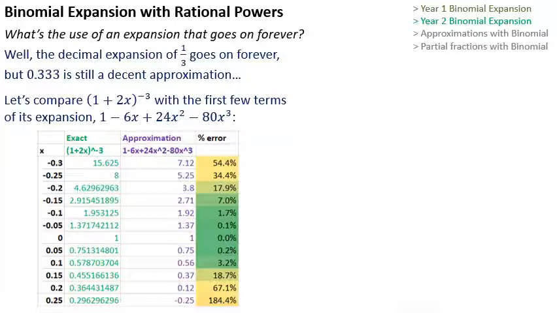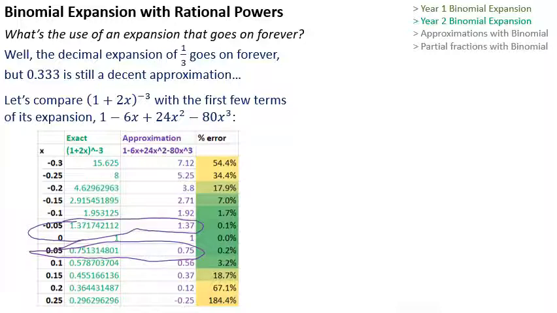And then I've got a percentage error there. You can see that they're exactly the same, provided x is equal to 0. And then when x is close-ish to 0, the numbers are coming out pretty good. So 0.75 instead of 0.7513. We're looking at x equals 0.05. And then 1.37-ish when x is minus 0.05, and so on.